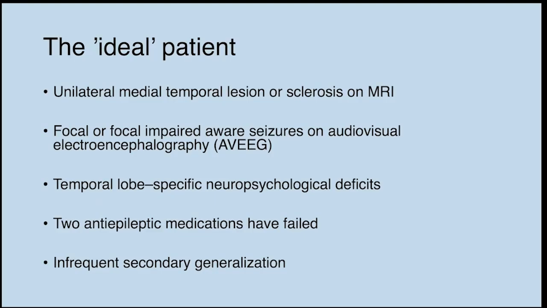The ideal patient can be thought of as the patient most likely to achieve a good outcome following resective surgery. The patient would have a unilateral medial temporal lesion or sclerosis on MRI. They would be experiencing focal or focal impaired aware seizures on audiovisual electroencephalography or AVEEG. They would have temporal lobe specific neuropsychological deficits. They would have previously failed 2 anti-epileptic medications, and they would experience infrequent secondary generalization.